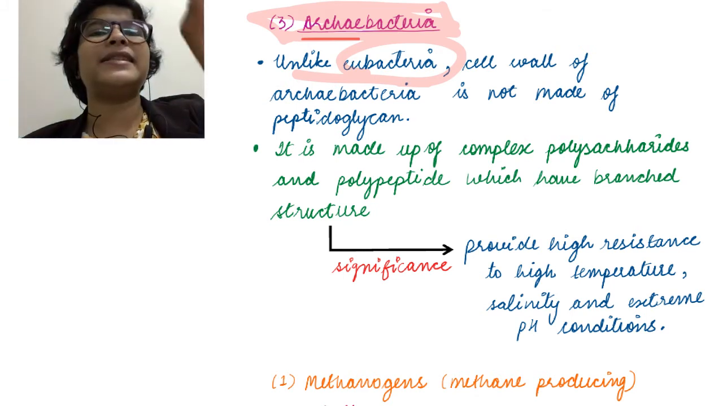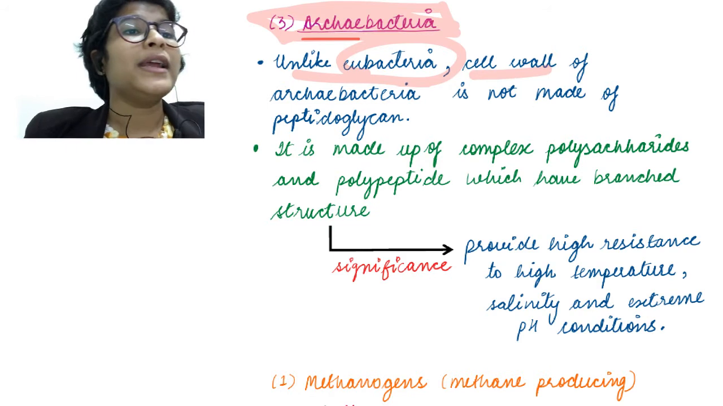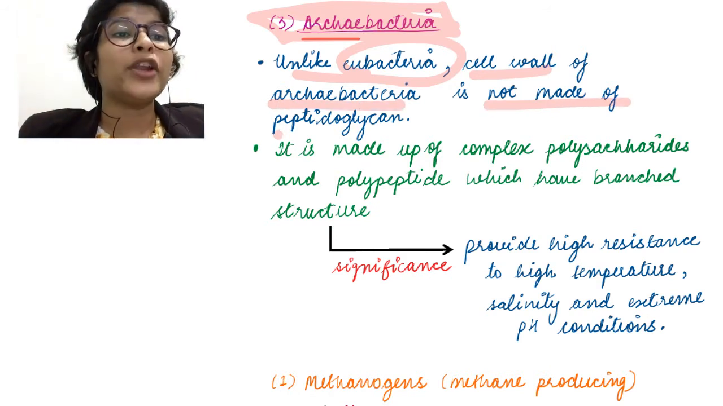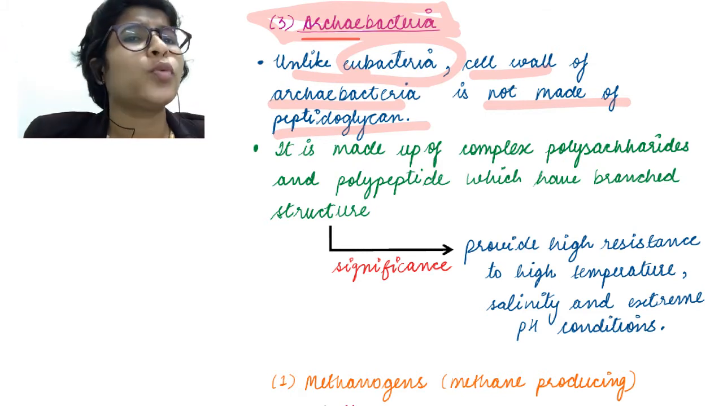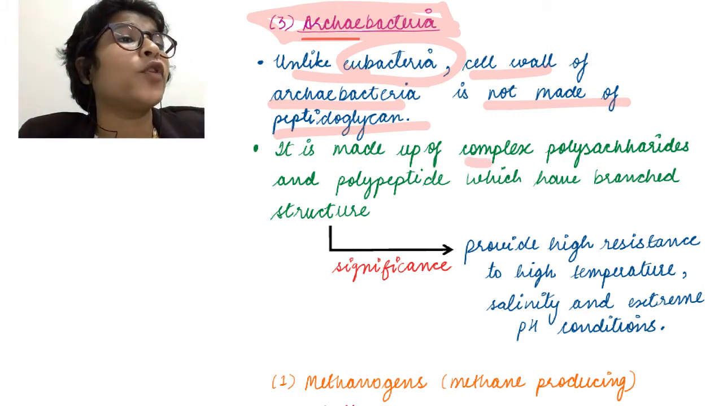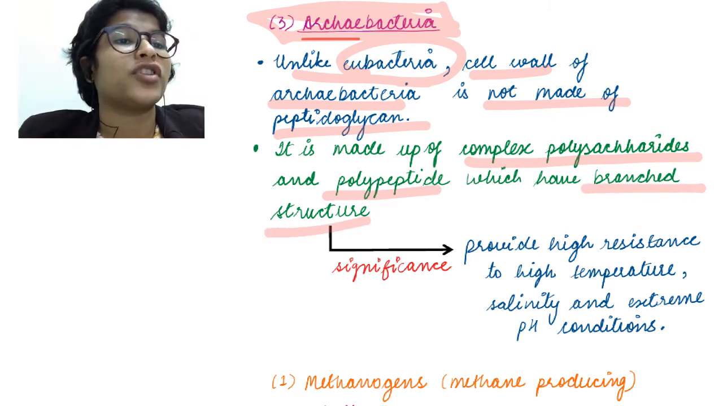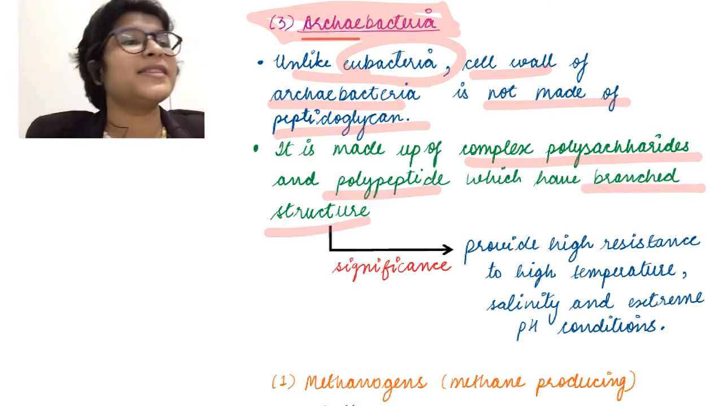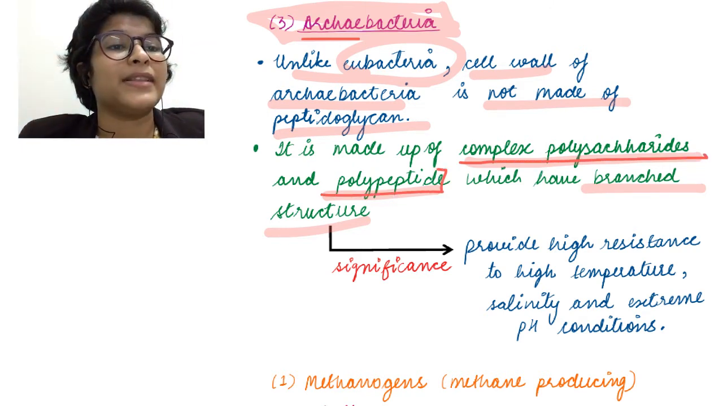So let's study Archaebacteria. Unlike eubacteria, the cell wall of Archaebacteria is not made of peptidoglycan. So what is it made of? It is made up of complex polysaccharides and polypeptides which have a branched structure. Let me highlight this. It is made of complex polysaccharides and polypeptides.